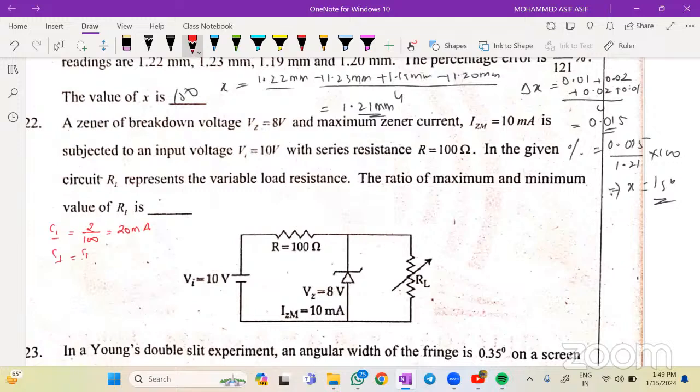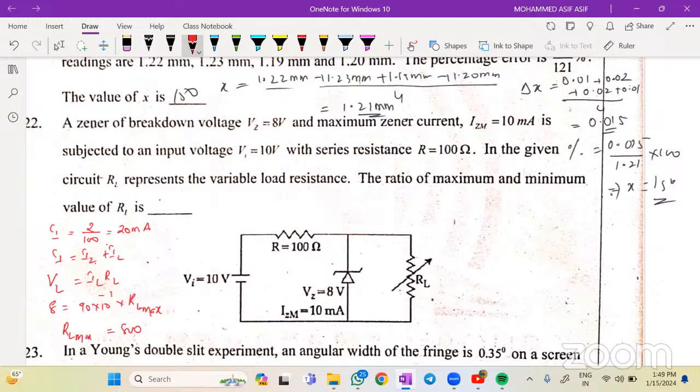Total current will be equal to IZ plus your IL. So potential across the load resistance will be equal to your IL into RL, that is 8 equals 10 into 10 power minus 3 into load resistance RL max, which comes out of this. So simplify this. So RL max value will be equal to around 800.